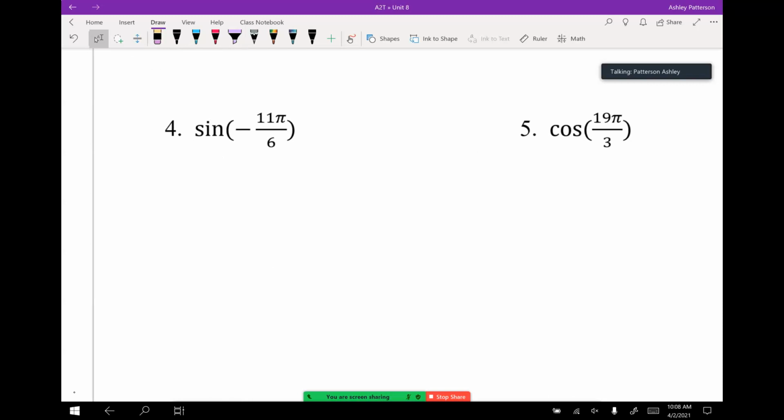A few things I'm thinking immediately. First, it's negative, so we're going to rotate in the clockwise direction. Second, a full revolution is 2 pi, but let's make it equivalent to a denominator of 6, because we're given a denominator of 6. So if I travel around 2 pi radians, that's equivalent to 12 pi over 6. So the given radian measure is not a full revolution, but it's pretty darn close.